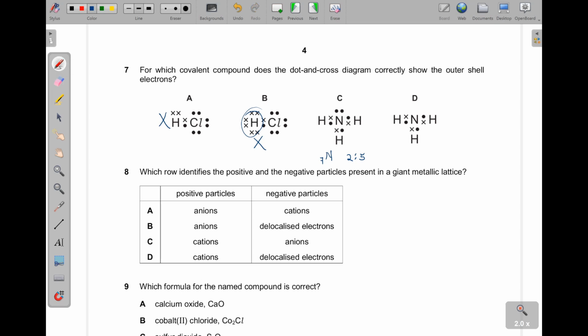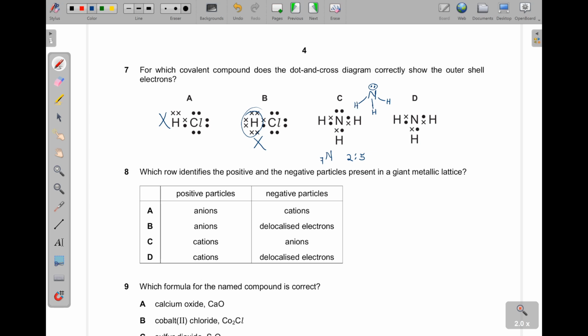Ammonia has what we call a trigonal pyramidal shape. Okay, trigonal pyramidal shape. These ones, you will study them in A level. You will understand them better.